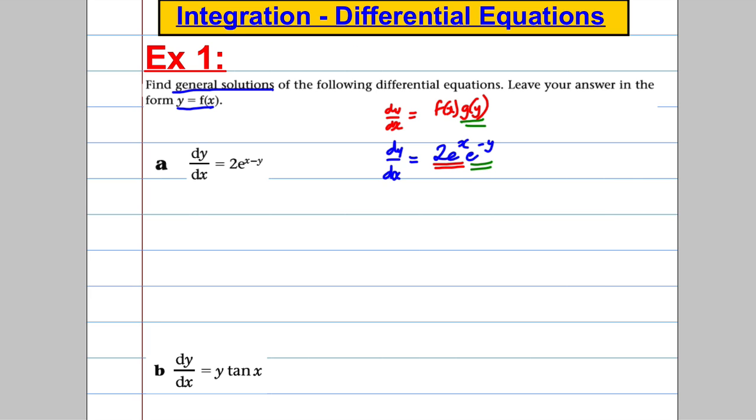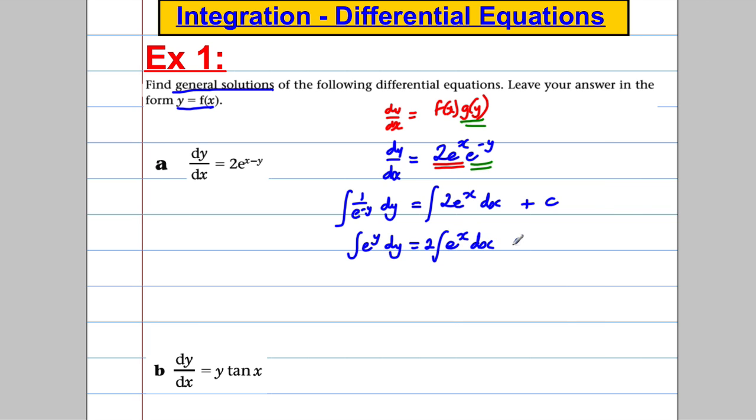Now I'm going to keep everything with y's on the left hand side, everything with x's on the right hand side, and rewrite this. So I'll have 1 divided by e to the negative y dy is equal to 2e to the x dx, and I'm going to integrate both sides, and add my constant of integration. Now 1 over e to the negative y is just e to the y, so this is e to the y dy. We haven't integrated yet, and I'm going to take the 2 out. It's the integral of 2e to the x dx plus constant.